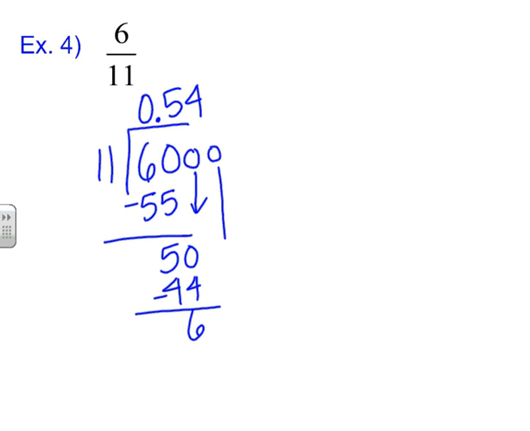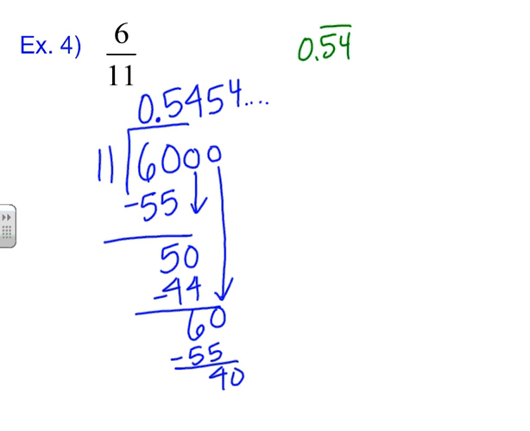We can see that a pattern is going to start to develop. 60, again 5. That's going to be 55. Again 4. We can see this pattern. So we know that it's going to be 5 4 5 4 5 4. We can then at that point change it to read 0.54 with a bar over it.